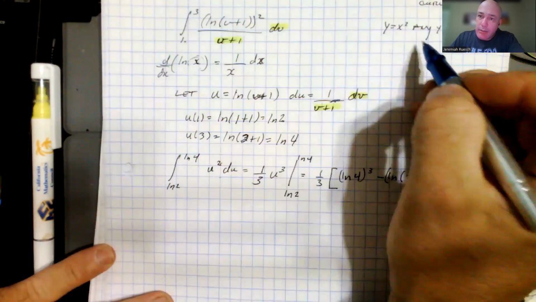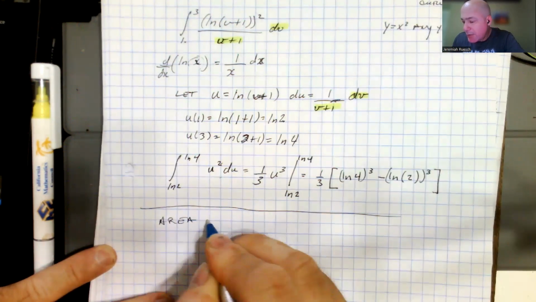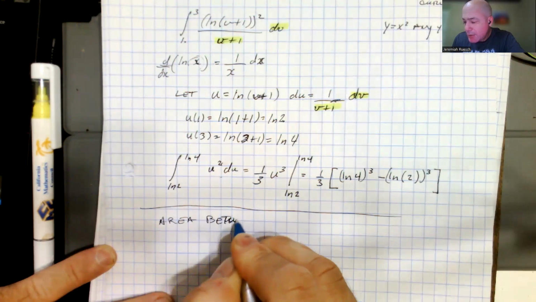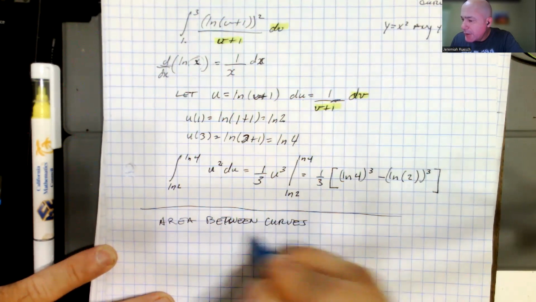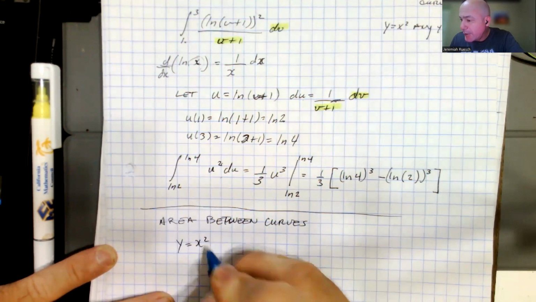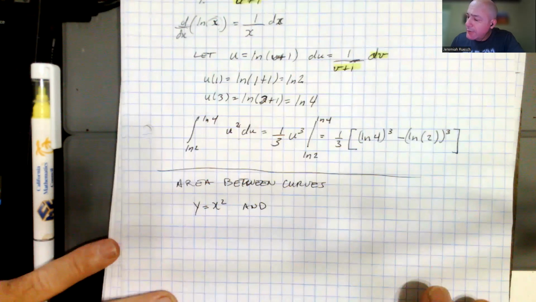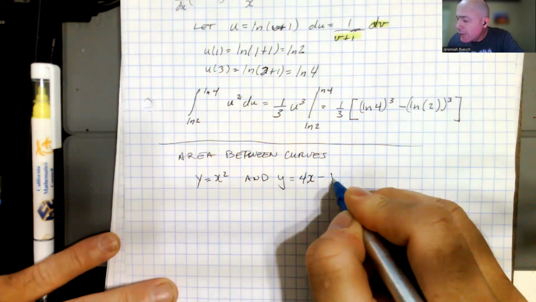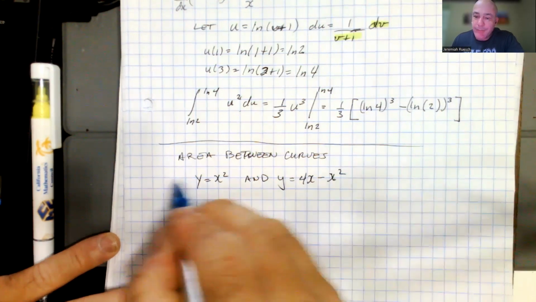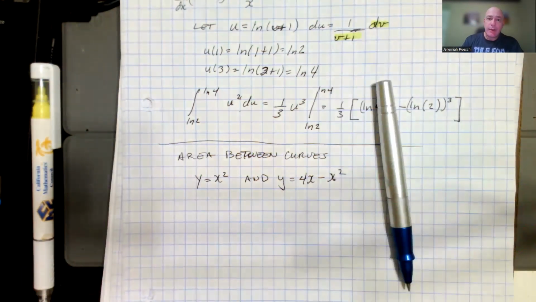Now let's look at this next problem, which is the area between these two curves. So we're going to look at the area between the curves, y equals x squared, and the second one is y equals 4x minus x squared. Okay. So getting a graph of these two, getting a picture, I always find is very, very helpful.